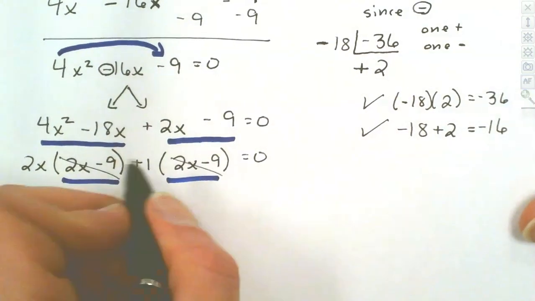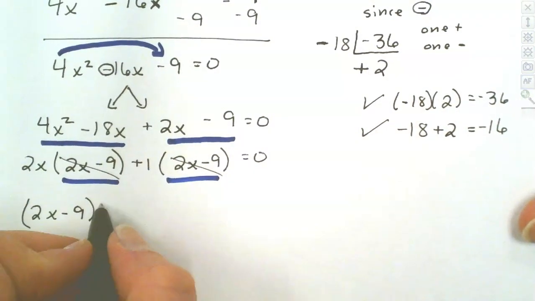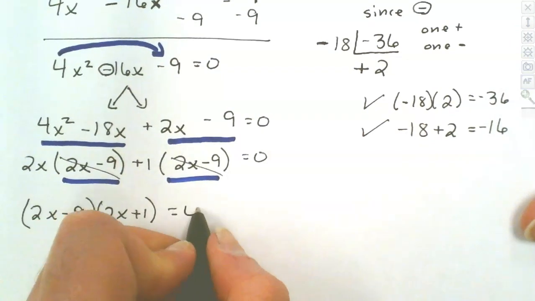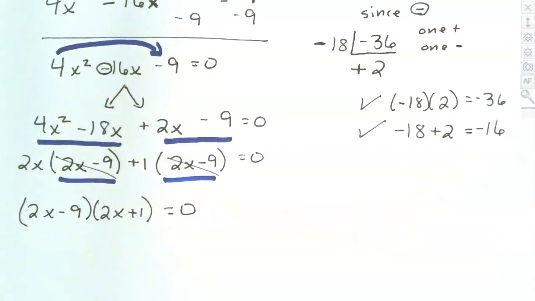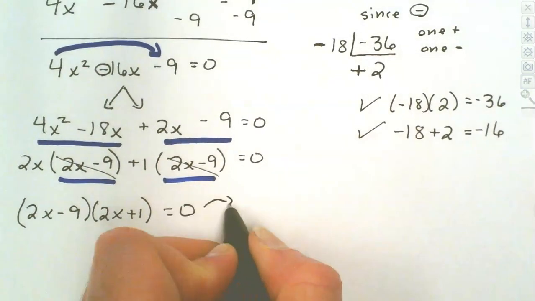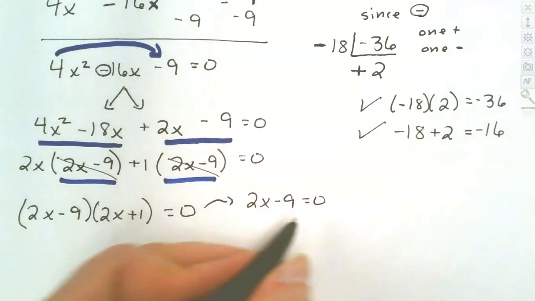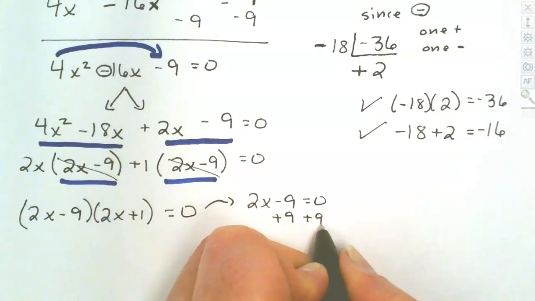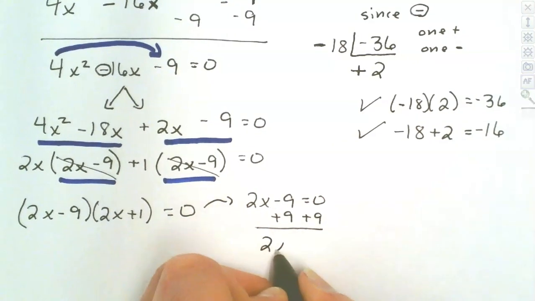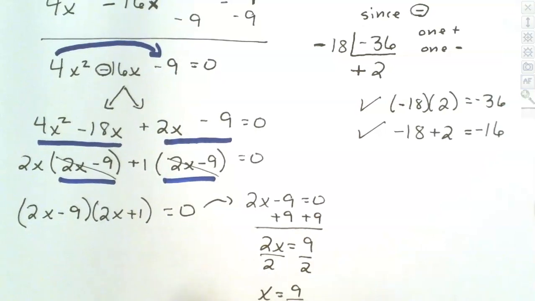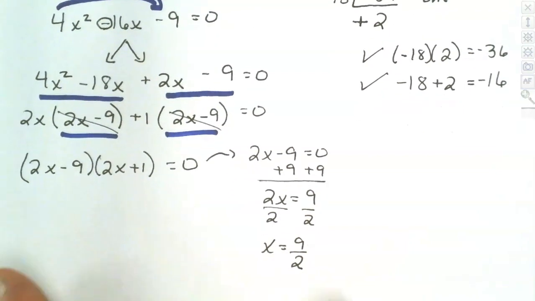Gone and gone. What's left over? 2x plus 1. And that equals now what? 0. We can finish this by taking the 2x minus 9 equaling 0. Add your 9. So 2x equals 9. Divide by your 2. And x now equals 9 over 2. There's one solution there.